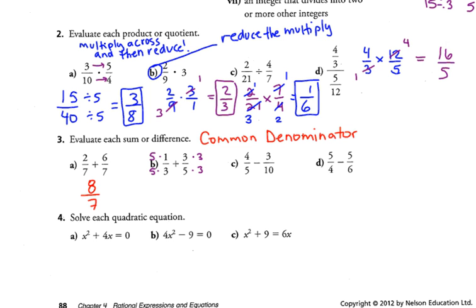So this becomes, the first guy, 5 times 1, 5 over 15 plus 3 times 3, 9 over 15. 9 plus 5, 14 over 15.